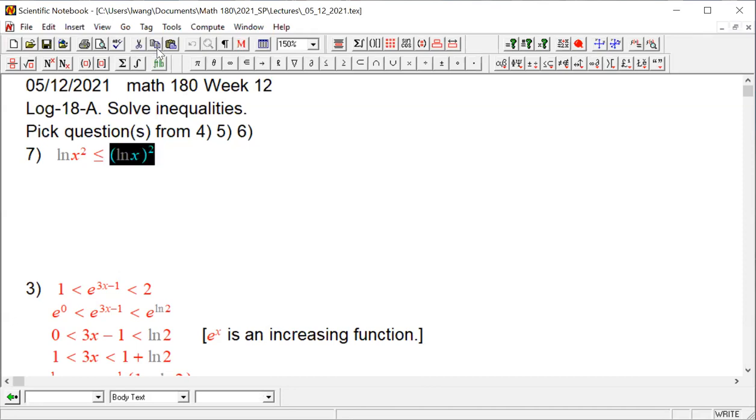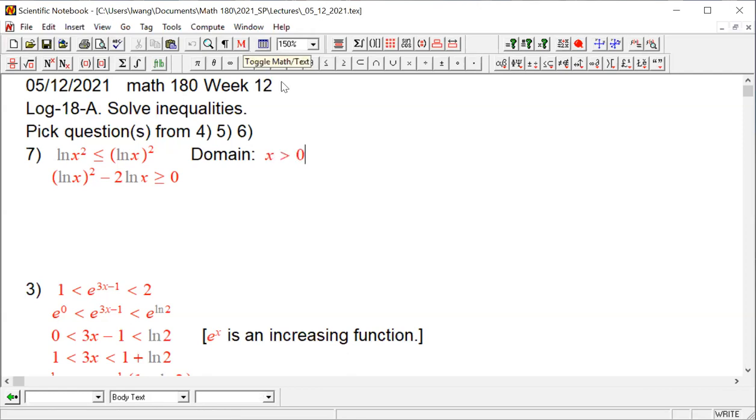So we're going to have ln x squared, subtracting ln x squared, larger than or equal to 0, because I moved everything to the right-hand side. And this piece, using the power rule, is 2 times. And by the way, what is the domain? Remember, we operate everything in the domain. Always be aware of it.